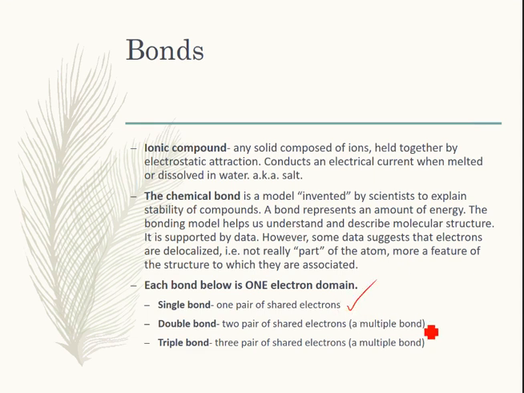This is one bond, a single bond. A double bond is one bond. A triple bond is one bond, even though there are multiple pairs of electrons there. We'll sometimes call double and triple bonds multiple bonds.